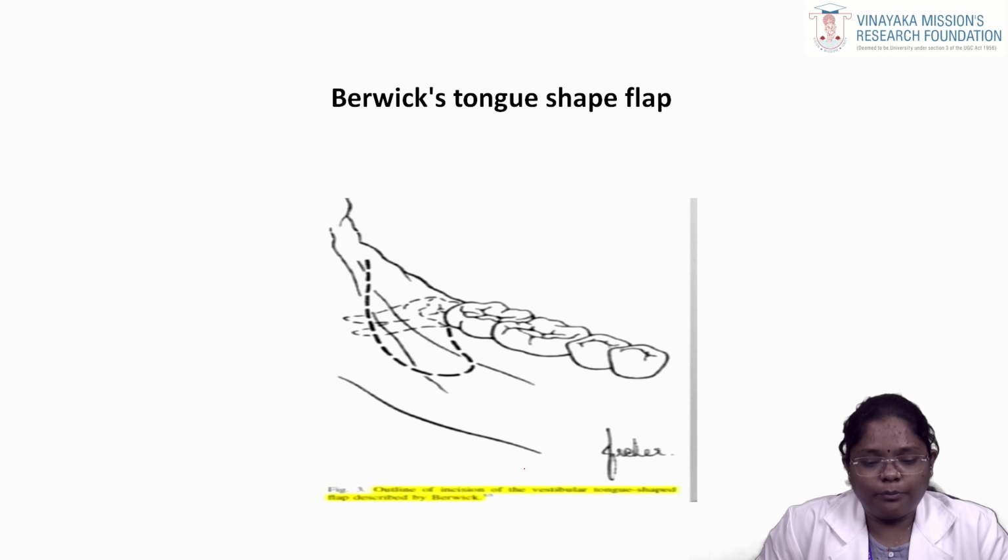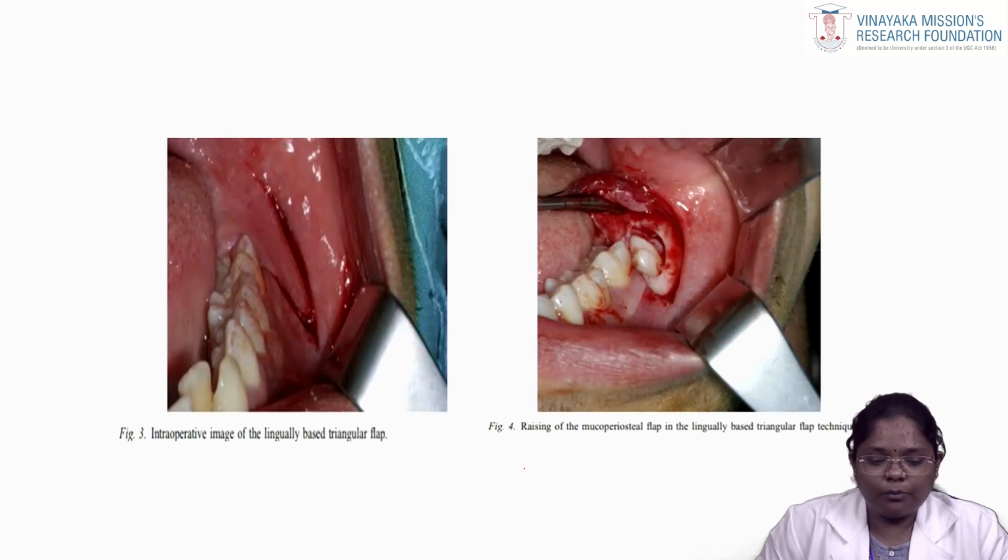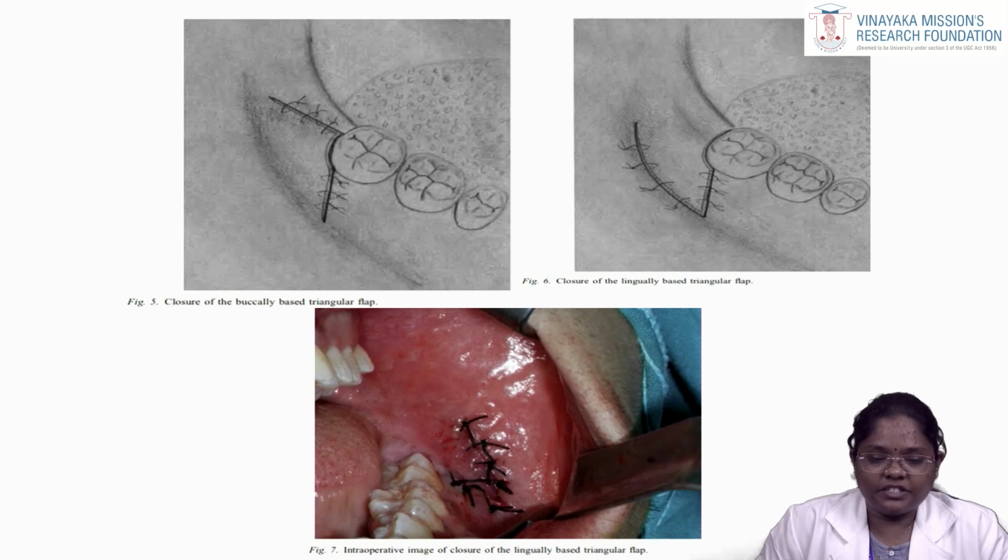Berwick's tongue shaped flap, this is a lingually based flap. It is used for deeply impacted tooth again. So these are the intraoperative images of the lingually based triangular flap. Closure of the buccal based triangular flap is shown. Also the lingually based triangular flap is shown.